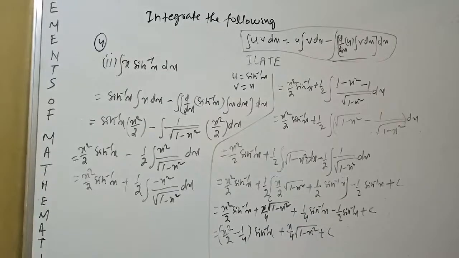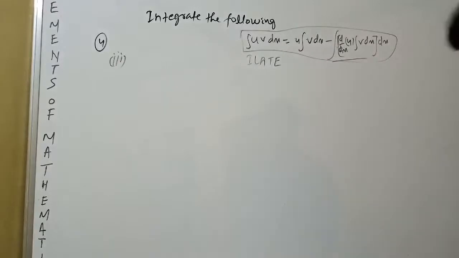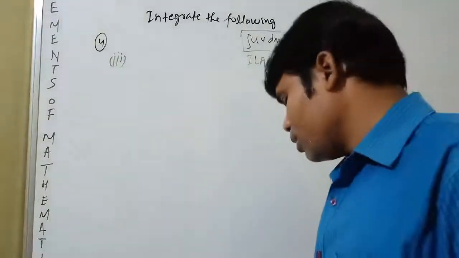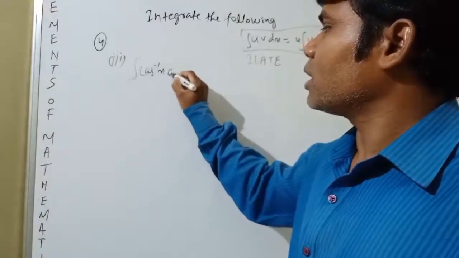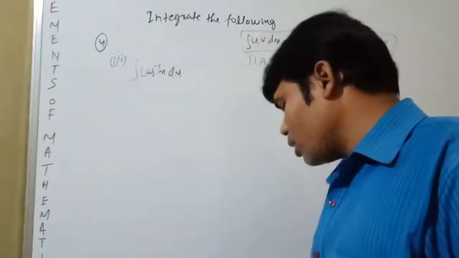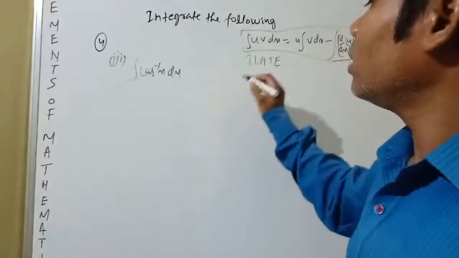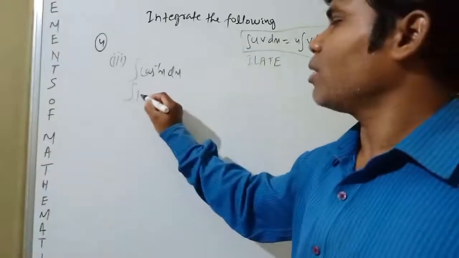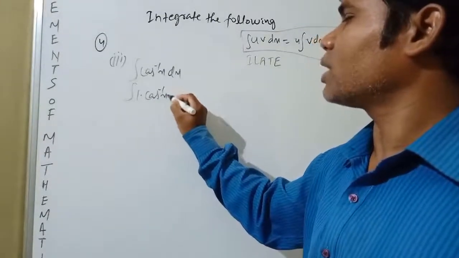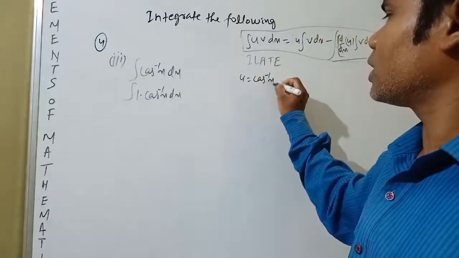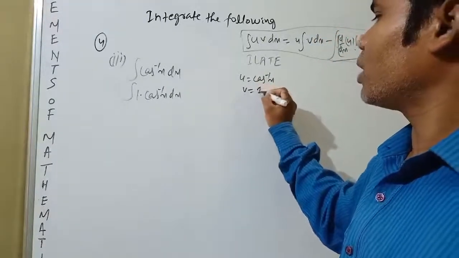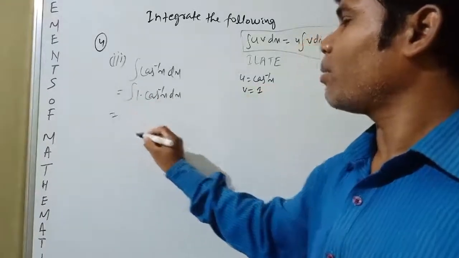Pause the video, note it down. Next, the third question: integration of cos inverse x dx. Here also, integration of 1 into cos inverse x dx. u is equal to cos inverse x, v is equal to 1. The by parts formula can be applied here.